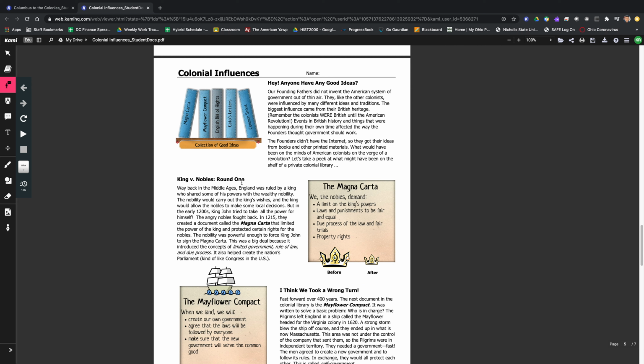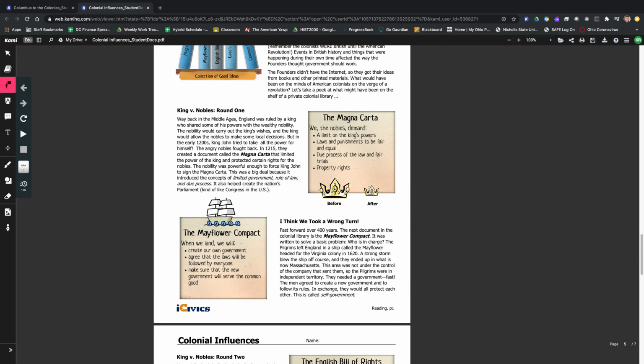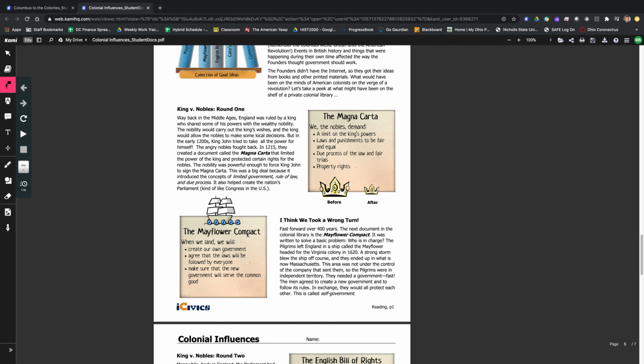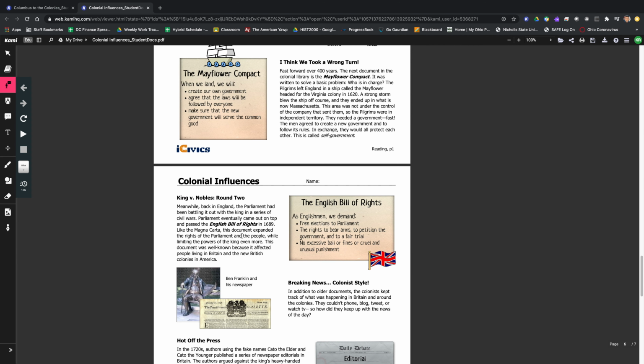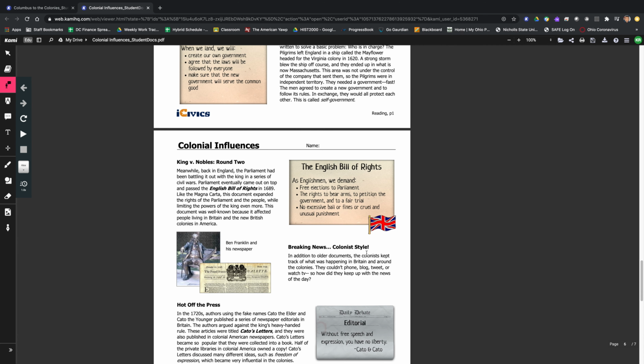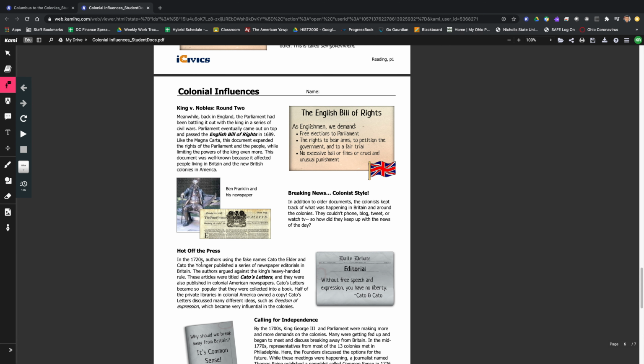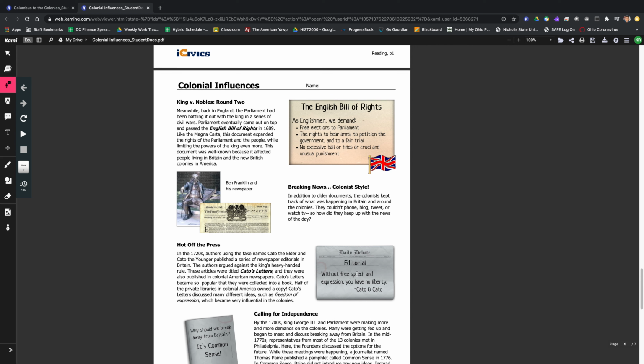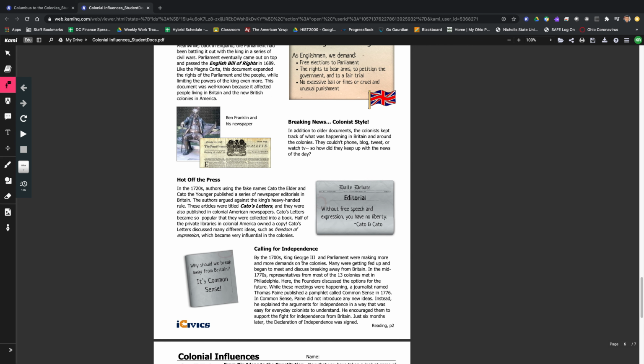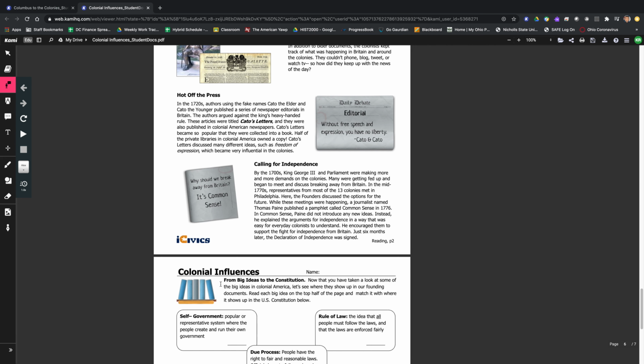King versus Nobles, round 1, the Magna Carta. The Mayflower Compact. King versus Nobles, round 2, the English Bill of Rights. Breaking news, colonist style. Hot off the press, editorial. Calling for independence, it's common sense.